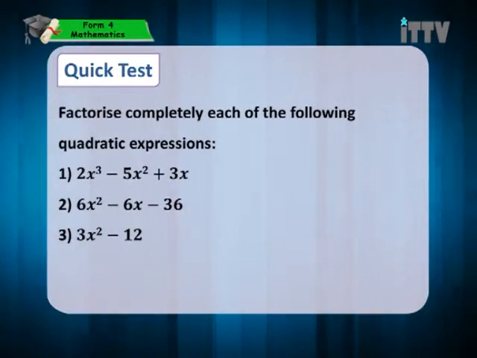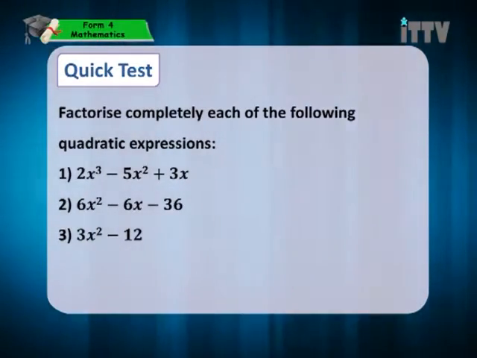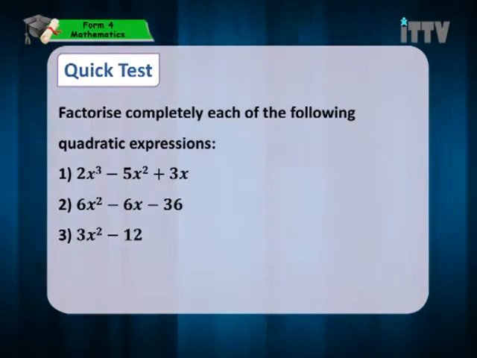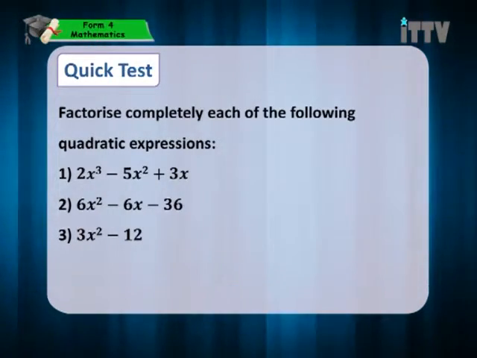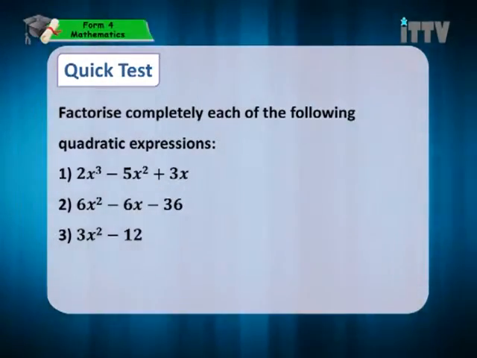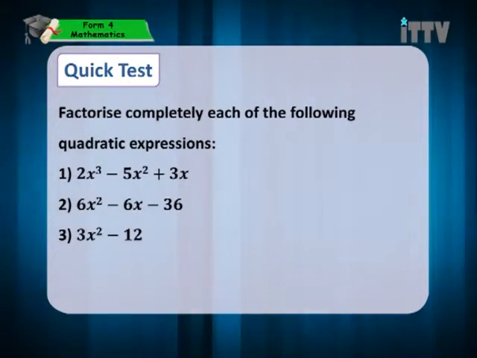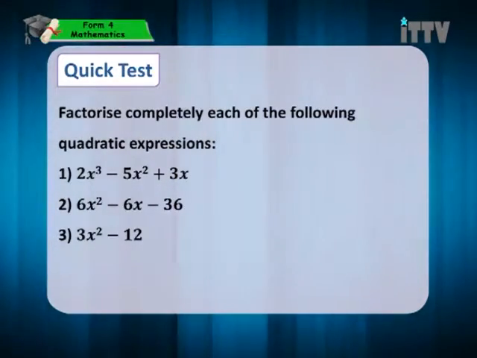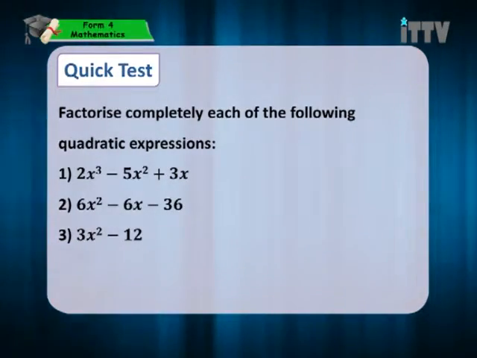For number 1, 2x cubed minus 5x squared plus 3x. For number 2, 6x squared minus 6x minus 36. And for 3, 3x squared minus 12. Remember guys, the keyword is factorizing completely. I give you some time now, we'll discuss shortly.